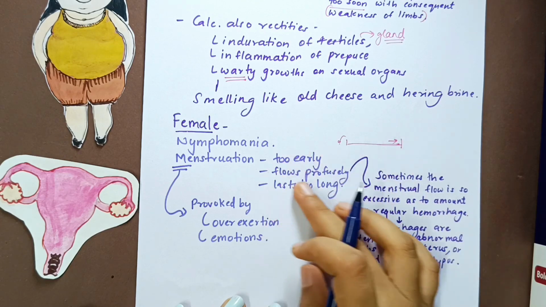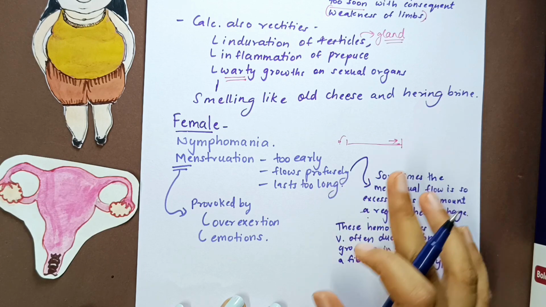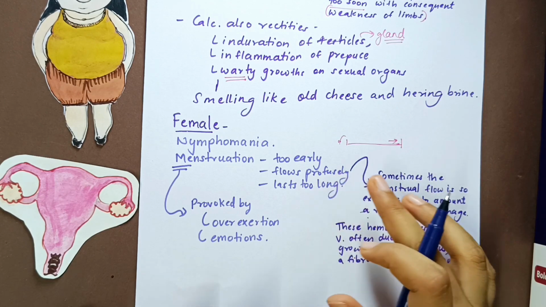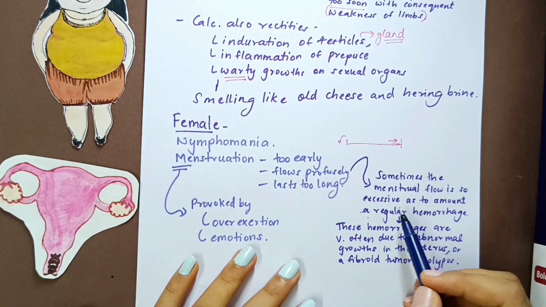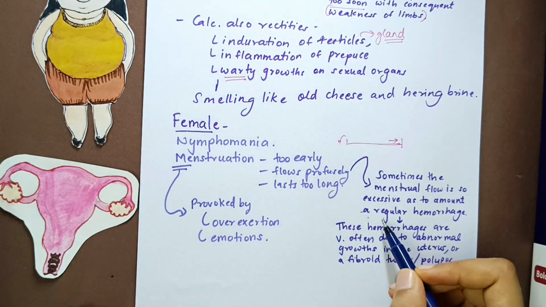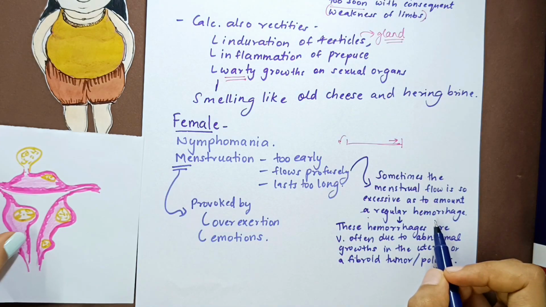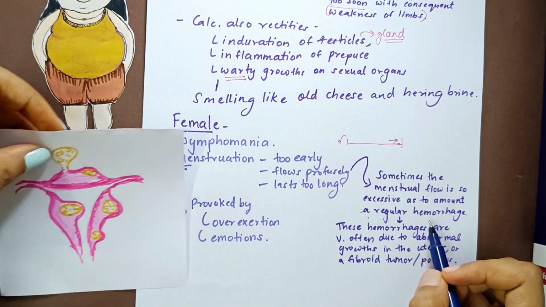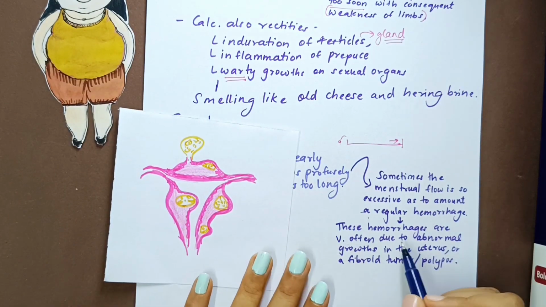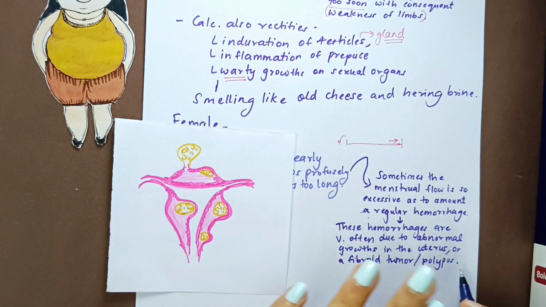Then there's a profuse flow that takes place in these people. Profuse flow meaning what? We say it is profuse because it will be so much that it will seem like a hemorrhage, a lot of blood loss that takes place in these patients at that time. Now these hemorrhages are very often due to abnormal growths in the uterus, like fibroid tumor or polypus.